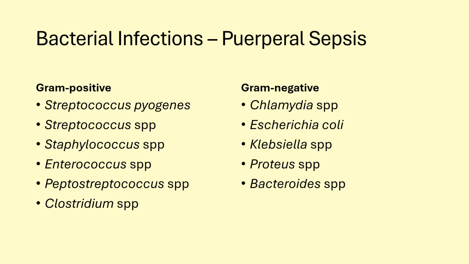There are several different bacteria that can cause this. For the gram-positives, it can be Streptococcus pyogenes, several other species of Streptococcus, several species of Staphylococcus, several species of Enterococcus, several species of Peptostreptococcus, and several species of Clostridium. For the gram-negatives, it could be Chlamydia species, E. coli, Klebsiella species, Proteus species, or Bacteroides species. So as you can see, there are numerous species that can cause this.